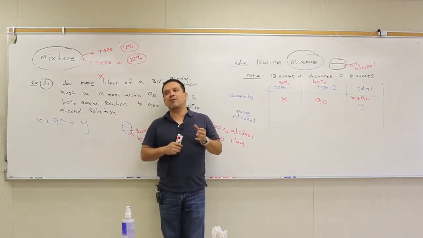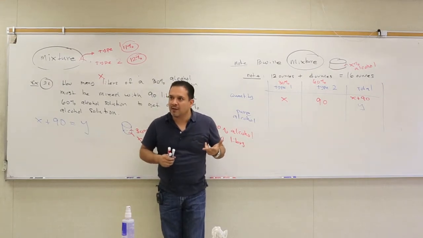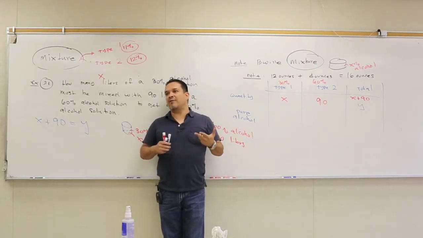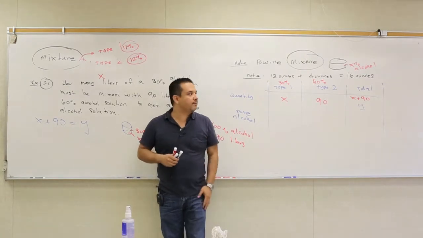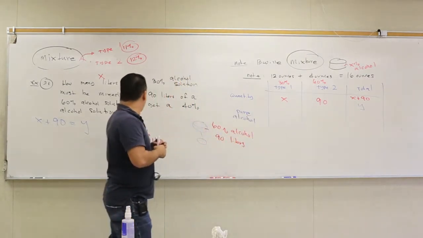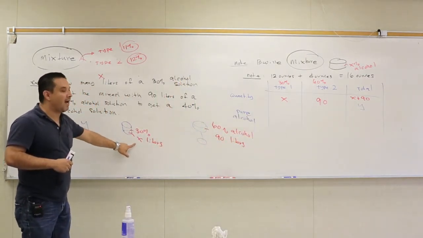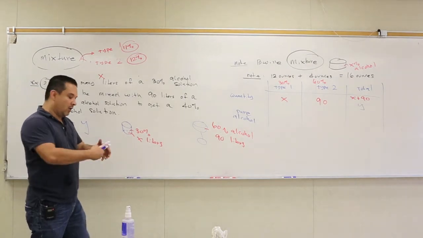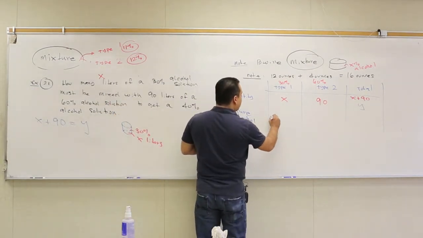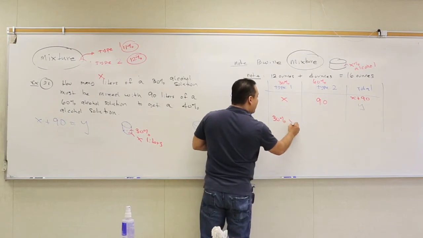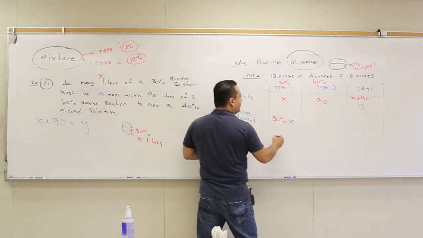4 ounces times what? 12%, was it? We said. So that's going to give you a certain amount that's pure alcohol. We're doing that here, meaning with the first mixture, 30% of X is just pure alcohol. So you're going to write down that 30% of X. That'll give you pure alcohol.